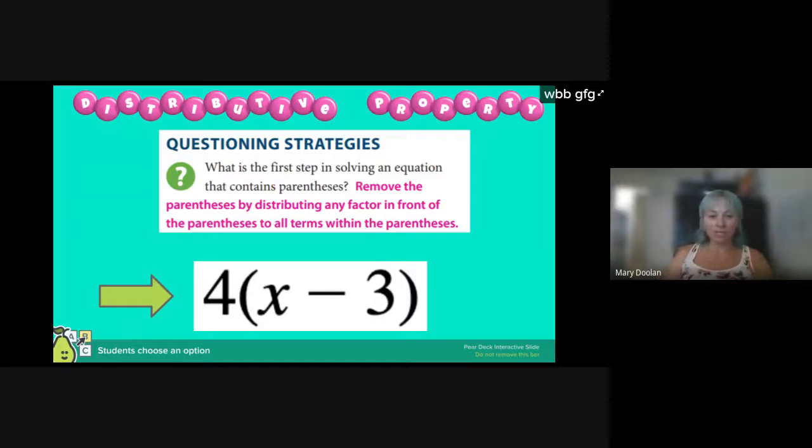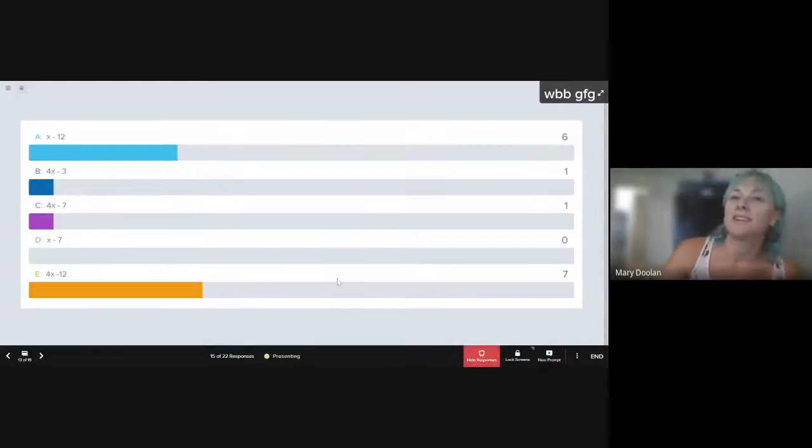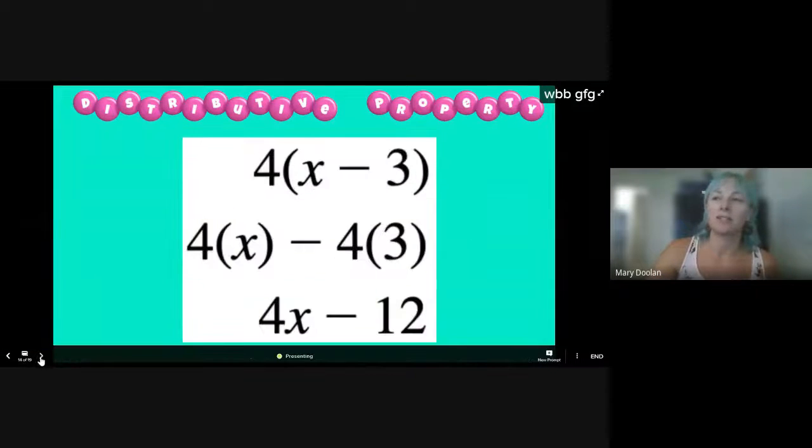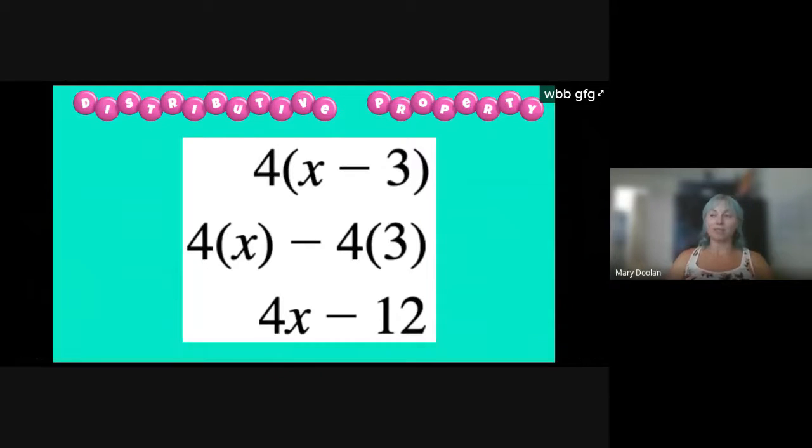And the trick to distributing is to remember to multiply 4, or whatever is on the outside, with every term inside the parentheses. We have 2 terms, so I have to multiply by 4 two times. You have to multiply x with 4. You have to multiply 3 with 4. All right, E is really where we should be, because we want to make sure that, and I'm going to show you exactly what it looks like. Okay, the 4 comes in and it gets multiplied with x and it gets multiplied with 3. That's distributing.